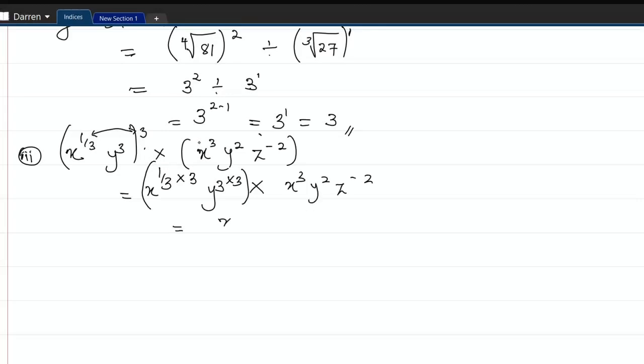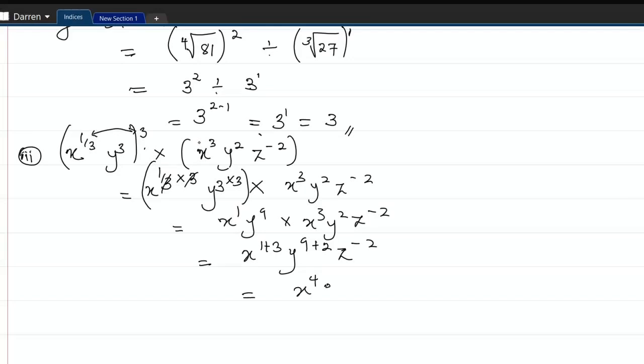This is going to give you x raised to the power 1 because 3 cancels 3 here, then y raised to the power 9 multiplied by x raised to the power 3, y raised to the power 2, z raised to the power minus 2. This is the same as x raised to the power 1 plus 3, y raised to the power 9 plus 2, then z raised to the power minus 2. And I can write this as x raised to the power 4, y raised to the power 11 divided by z raised to the power 2. Why is that? Because this is a negative index, so it has to become a fraction. If you don't understand what I did here, you have to go back to the previous video where I explained negative index.